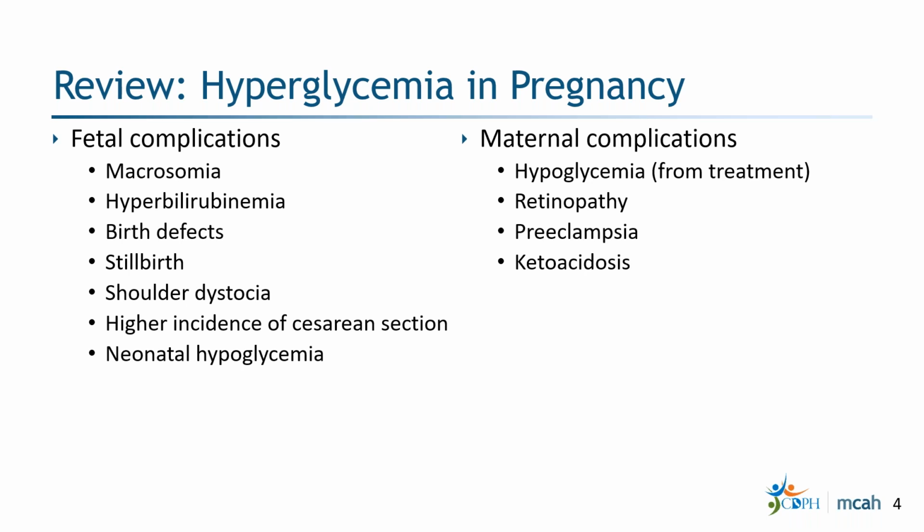Specifically to baby, we worry about macrosomia, potential birth defects or even stillbirth, and shoulder dystocia. We've observed a higher incidence of C-sections and neonatal hypoglycemia, which can increase NICU stays. In terms of mom, we worry about things like retinopathy, preeclampsia, and increased risk of diabetic ketoacidosis. And then also, from treatment, where our first line agent is insulin, hypoglycemia if glucose levels are not staying in target.